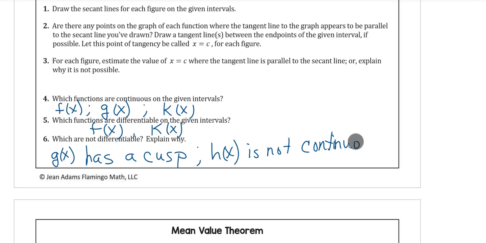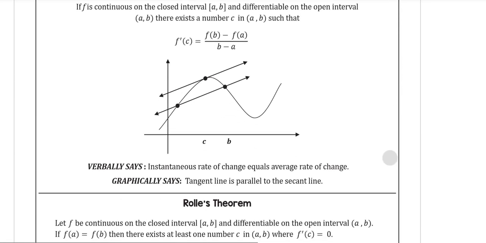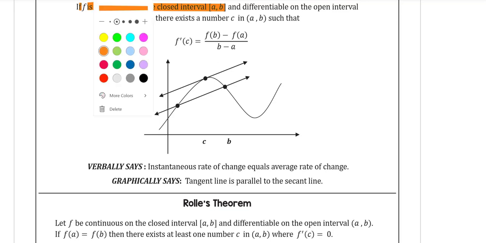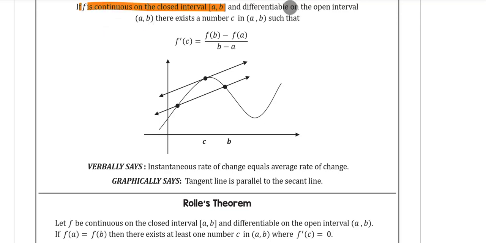So what we have done is we've set up the conditions for the mean value theorem. So this is another theorem where you have to show that the conditions exist first. So here's the mean value theorem. So if f is continuous, and this is what I was saying, on a closed interval, it has to be continuous on the closed interval, including the endpoints, but differentiable on the open interval. Okay, so if you notice now, we're not including the endpoints, so that cusp in k of x didn't matter.